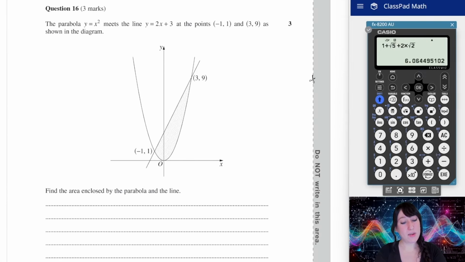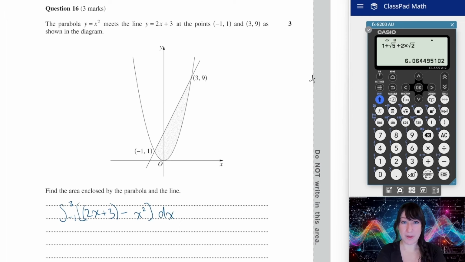Question 16. The parabola y equals x squared meets the line y equals 2x plus 3 at the points (-1, 1) and (3, 9), as shown in the diagram. Find the area enclosed by the parabola and the line. So we're finding the area between 2 curves, and we're going to use an integral. We already know the points of intersection, so we already know the limits of integration. We'll be integrating from -1 to 3, which are the x-coordinates of the intersections, of the top function, which is the line, 2x plus 3, minus the bottom function, which is the parabola, which is x squared.